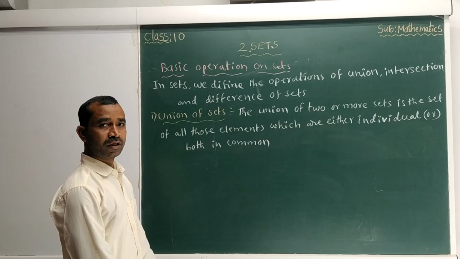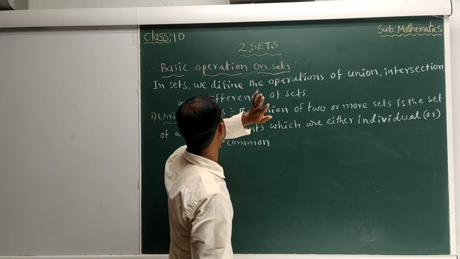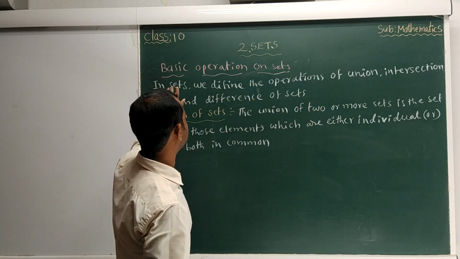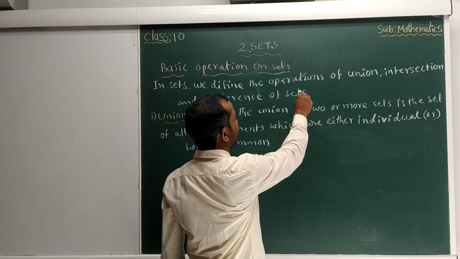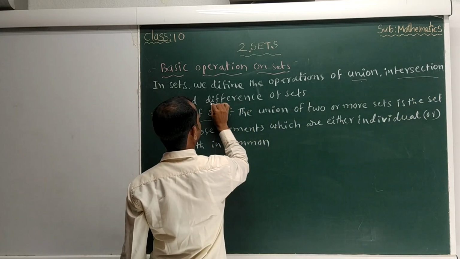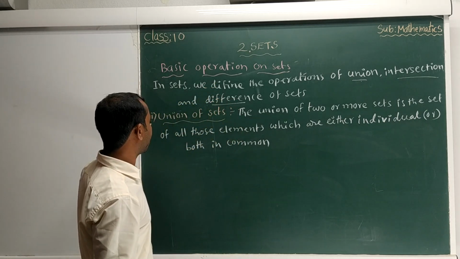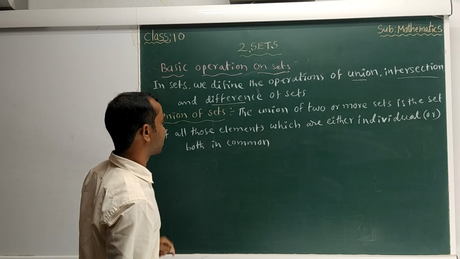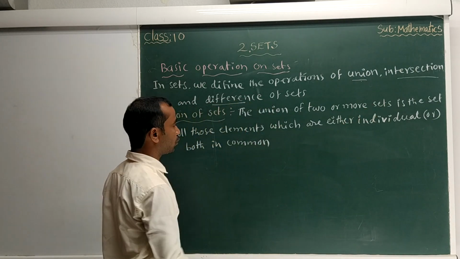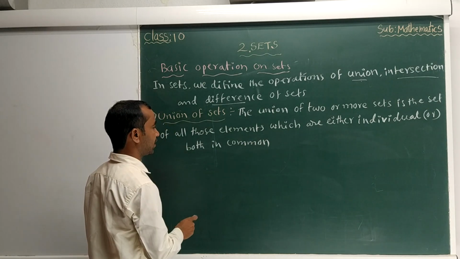Now the next topic is basic operations on sets. Three operations are there. In a set we define the operations of union, intersection and difference. The first one is the union of sets. The union of two sets is the set of all those elements which are either individual or common to both.